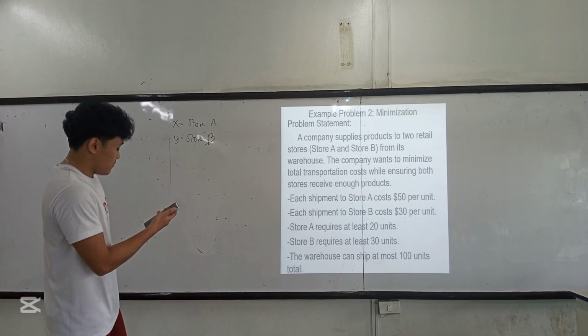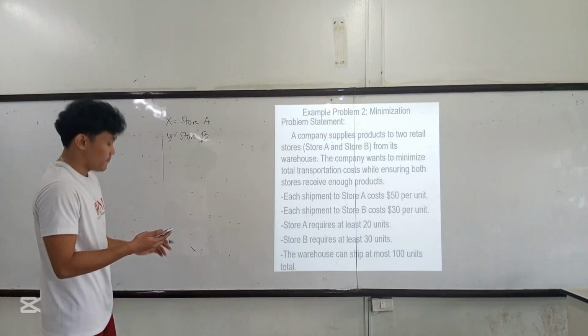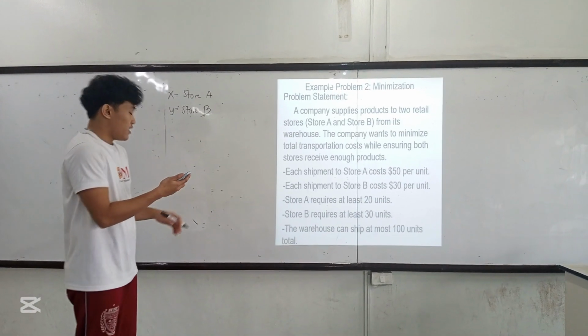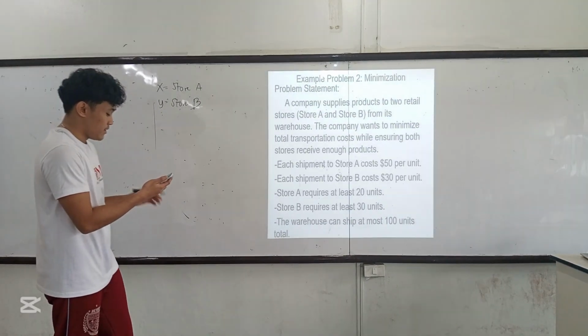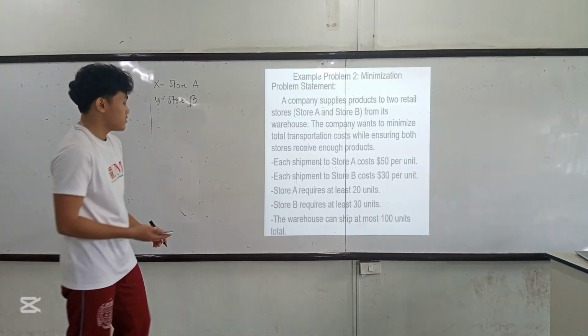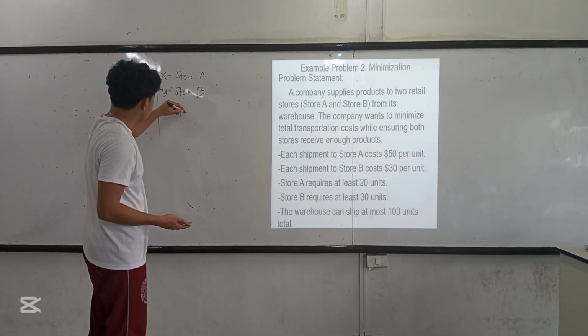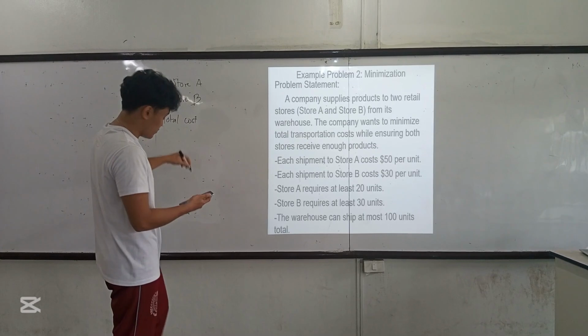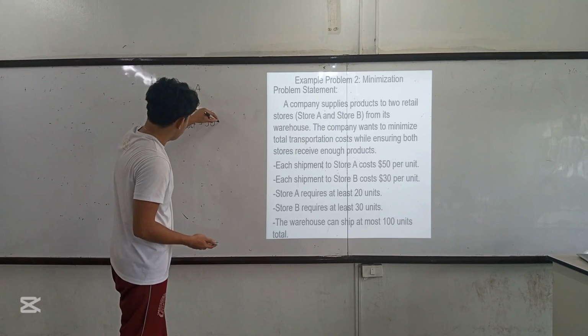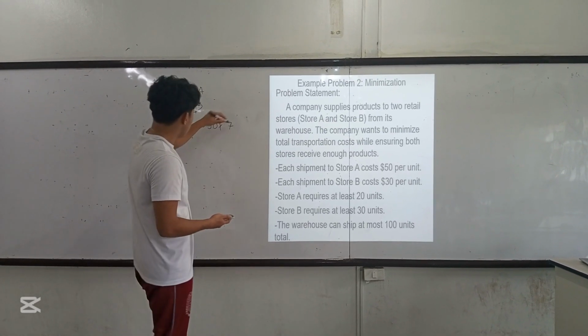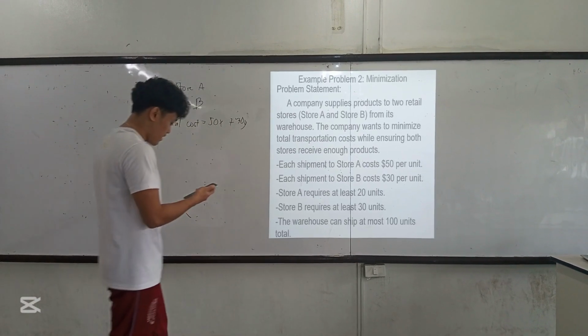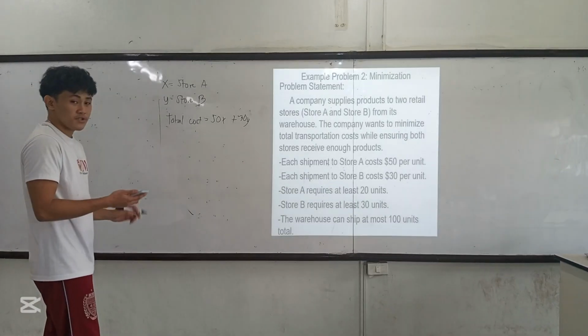Then we write the objective function. Our goal is that the company wants to minimize the transportation cost. So our equation will become total cost is equal to 50x plus 30y.